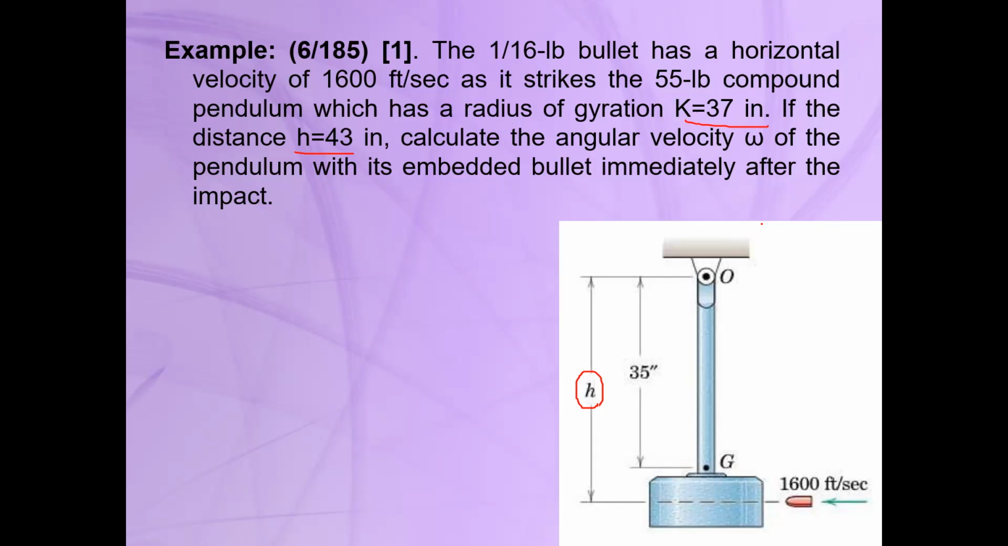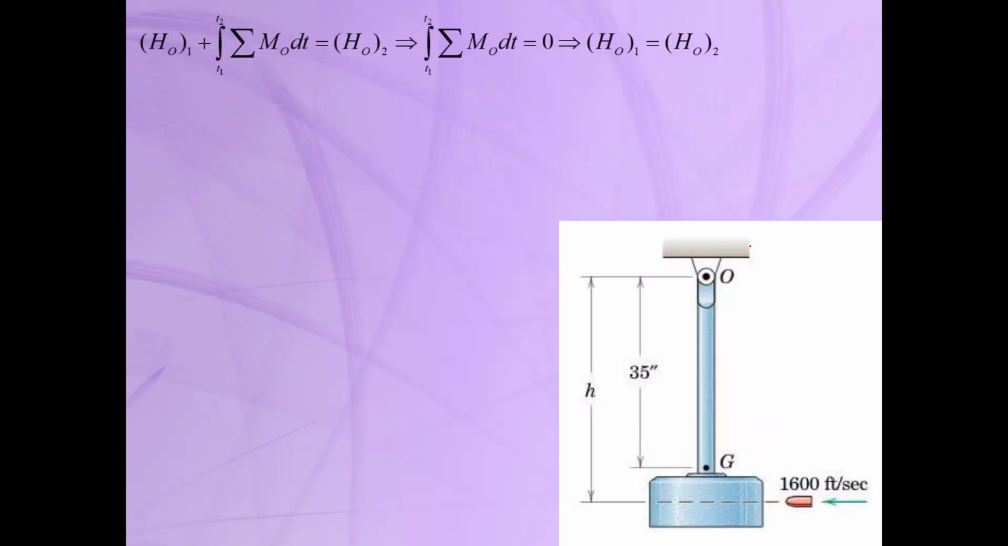So in this type of problem, when we have impact, as I told you, the best option, similar to particles, is using the impulse momentum equation. So we can write the angular momentum impulse equation, of course, in integrated form. We will have the initial angular momentum about point O plus the impulse about point O, equal to the final angular momentum about point O.